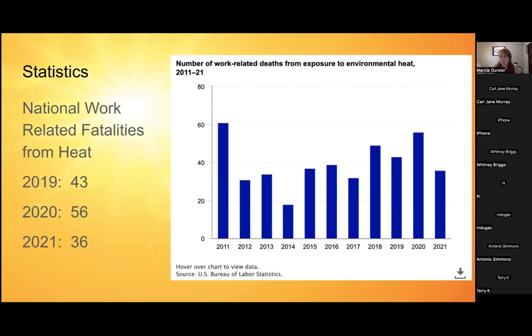So why are we talking about heat? It's clearly a huge problem. Most of us live in Louisiana. We listen to the news. We listen to the radio. Recently, our governor declared a state of emergency over the heat situation here. This graphic is nationwide data. In 2019, there were 43 national work-related fatalities from heat. It increased a little bit in 2020 and then dropped a little bit in 2021. But specifically in Louisiana in 2019, we had 219 individuals hospitalized due to heat-related illnesses. And in 2020, we had 14 deaths just in Louisiana that were heat-related.